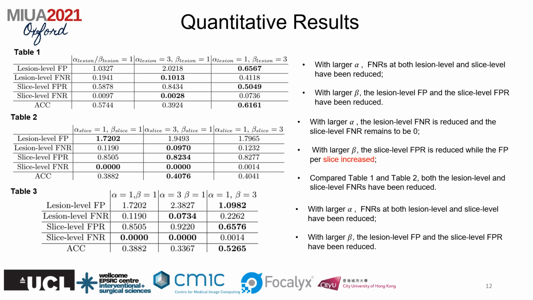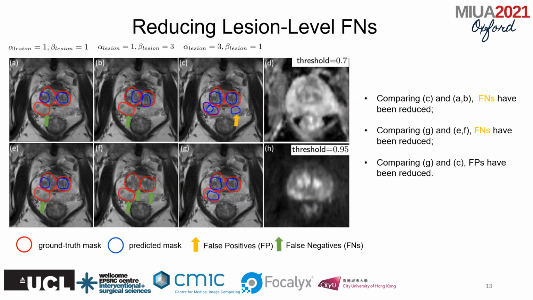The false positives and false negatives can be reduced by choosing suitable weighting schemes, and the incorporation of the slice level classification loss can reduce the false negatives at both the lesion level and the slice level. The first 3 columns show results with different weighting schemes during training. The 2 rows denote results with 2 classification score thresholds at the inference stage.